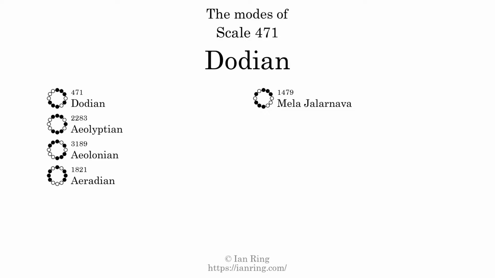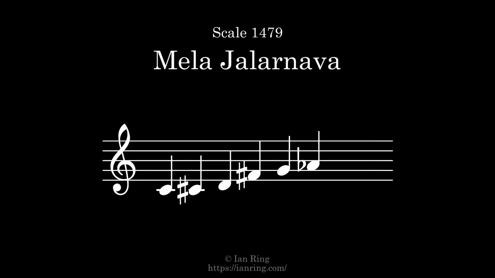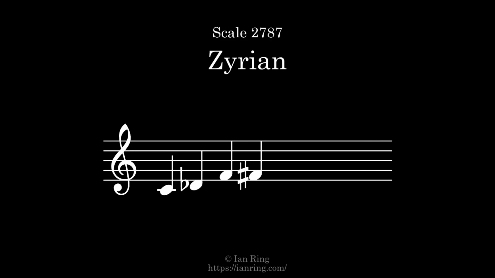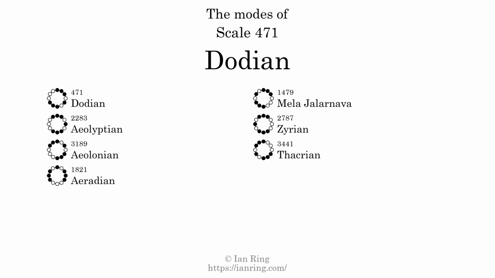The fifth mode is scale 1479, also known as Mila Jalanova. It sounds like this. The sixth mode is scale 2787, also known as Zirian. It sounds like this. The seventh and last mode is scale 3441, also known as Thackerean. It sounds like this.